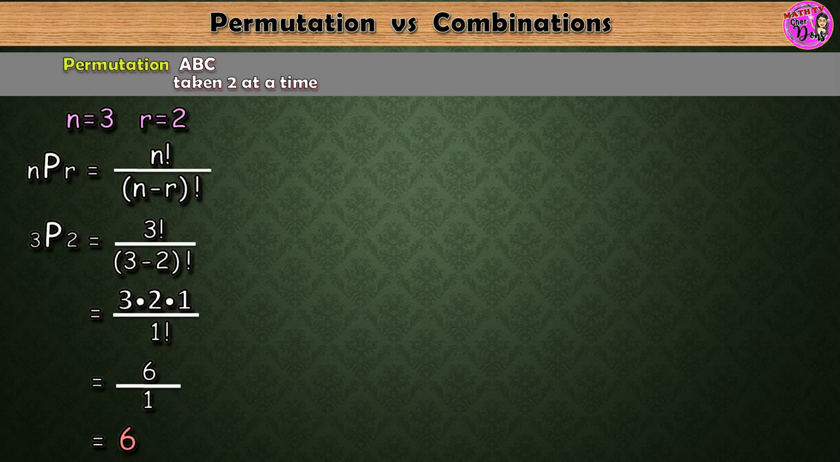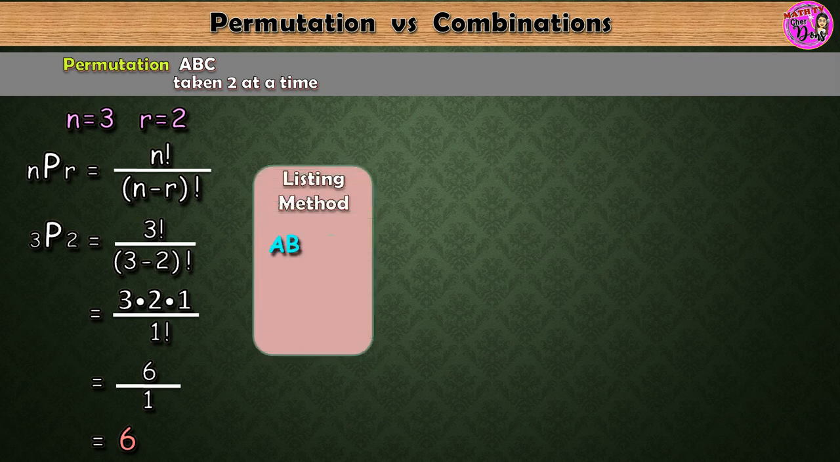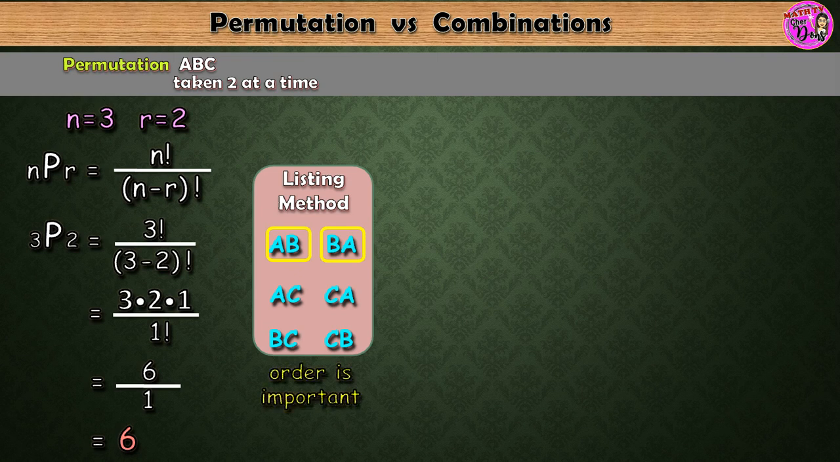By listing method, we have AB, BA, AC, CA, BC, and CB. We have 6 ways. As you can see, AB and BA are different. Why? Because order is important.